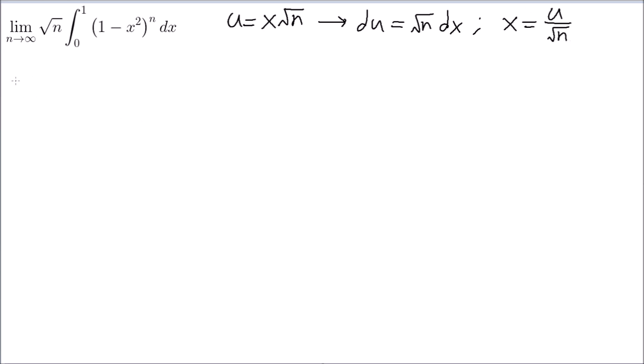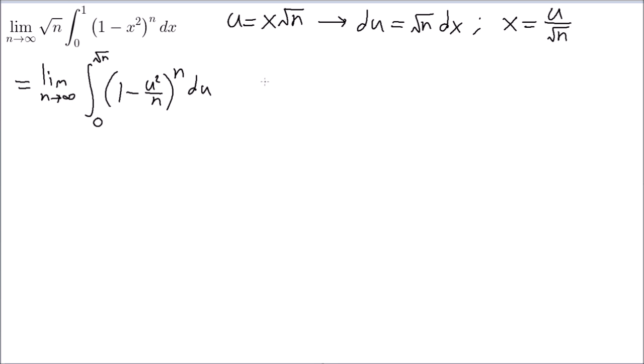Okay. So now, when we do the u substitution, this root n will now go away. We have 0 to square root of n now, just plugging in the bounds. And then 1 minus, and then x squared will give us u squared over n, to the power of n, du.